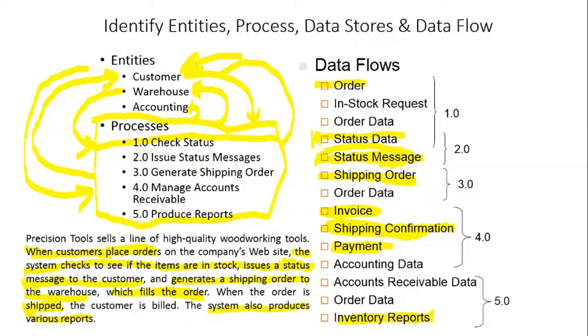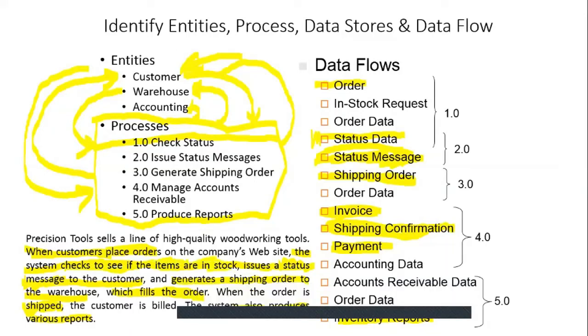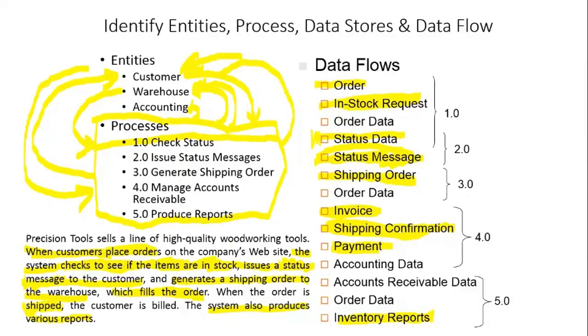We have missed one data, and the data is that this system checks to see if the items are in stock. So in stock request is given to the warehouse. So we have three entities and 1, 2, 3, 4, 5, 6, 7, 8 data flows. So let's draw the context diagram.